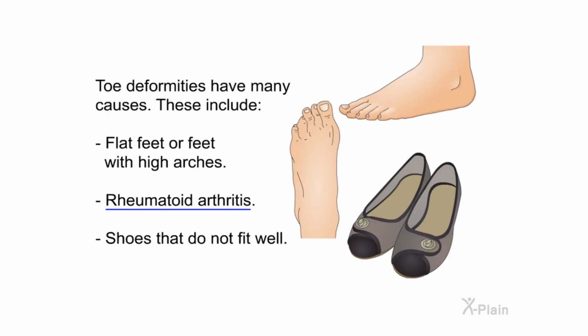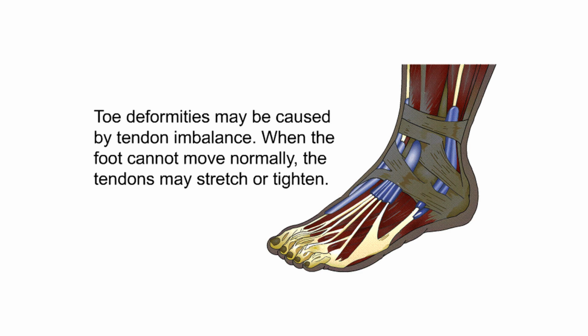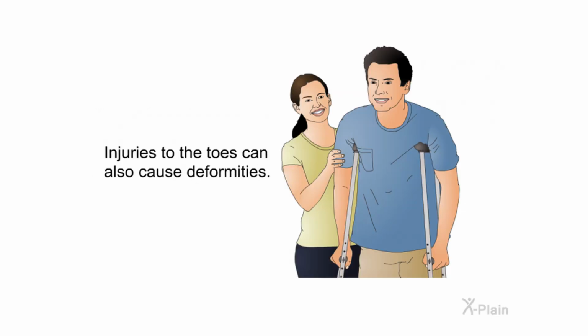Toe deformities have many causes. These include flat feet or feet with high arches, rheumatoid arthritis, shoes that do not fit well. Toe deformities may be caused by tendon imbalance. When the foot cannot move normally, the tendons may stretch or tighten. Injuries to the toes can also cause deformities.